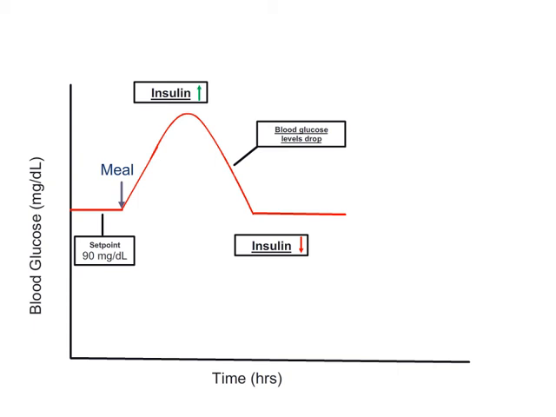Remember that under negative feedback, the body will try to reverse a change in a controlled condition and bring it back to set point. So after the meal, our blood glucose went up, but insulin helped to bring it back down and restore it to set point.